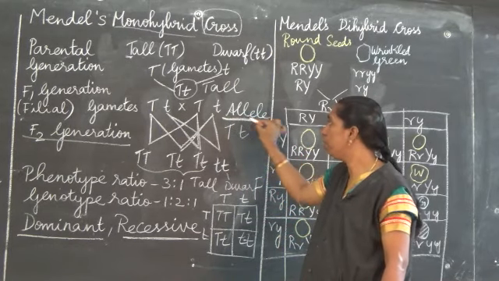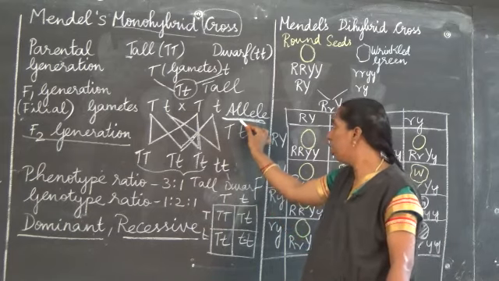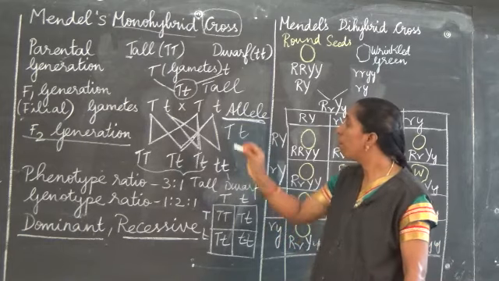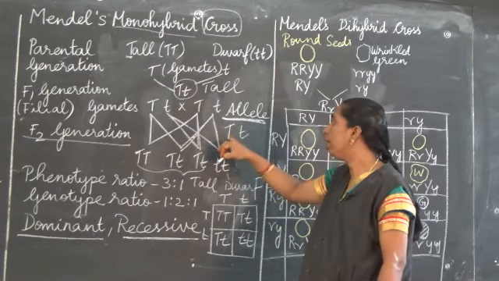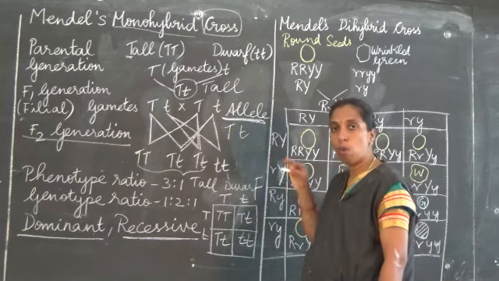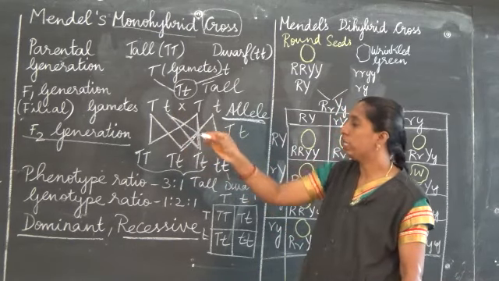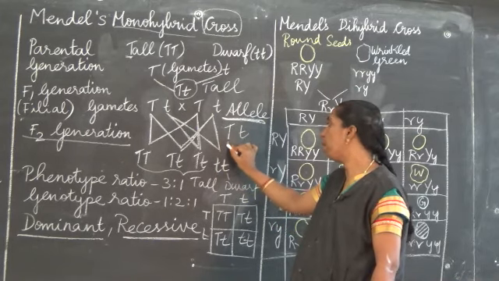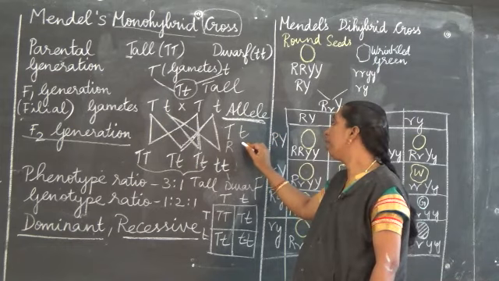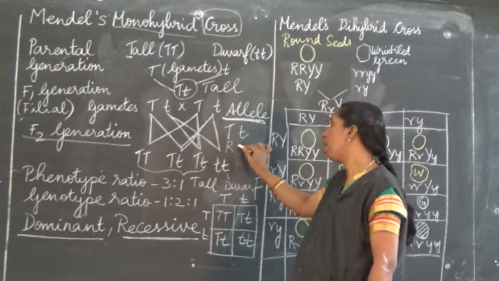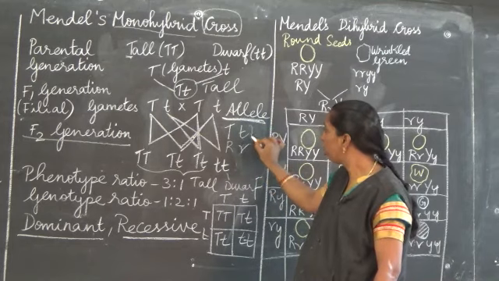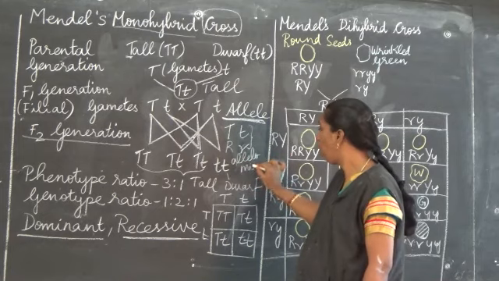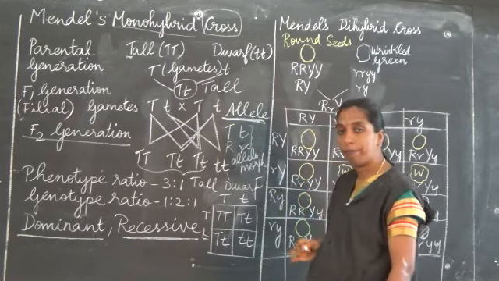So such contrasting characters are called as allelomorph. What is allele? We should learn certain definitions. Allele is the alternative expression of the same gene. For the character height, the alleles are capital T and small t. For example, seed shape: round is an allele and wrinkled, small r, is an allele. So such pairs are called as allelomorph.